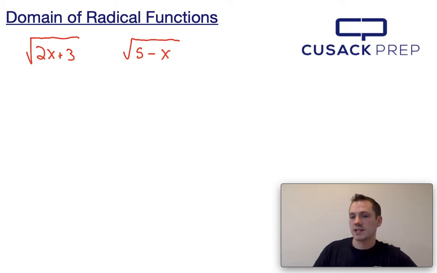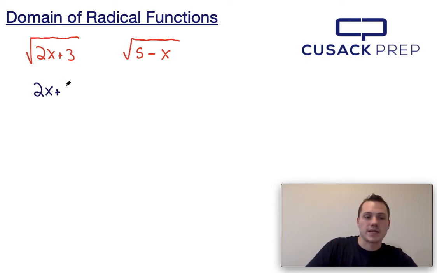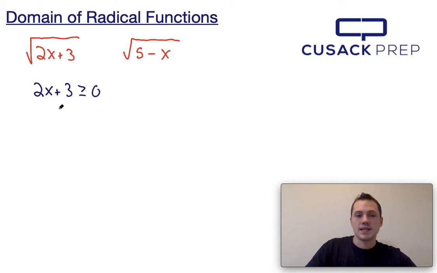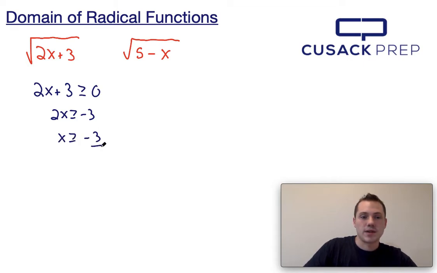Now, with radical functions, the key thing to remember is that you just have to set what's inside of the radical to be greater than or equal to 0. So for example, we could set 2x plus 3 to be greater than or equal to 0. Subtracting 3 over to this side, I would have 2x is greater than or equal to negative 3. And dividing both sides by 2, I would find x is greater than or equal to negative 3 over 2.